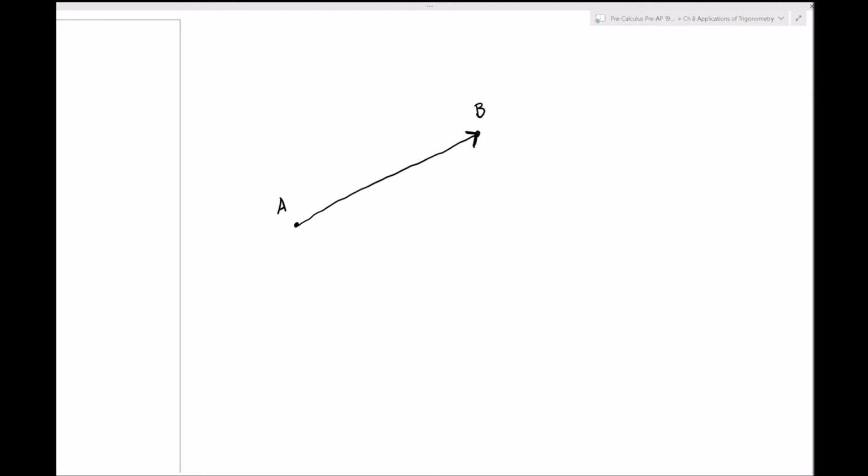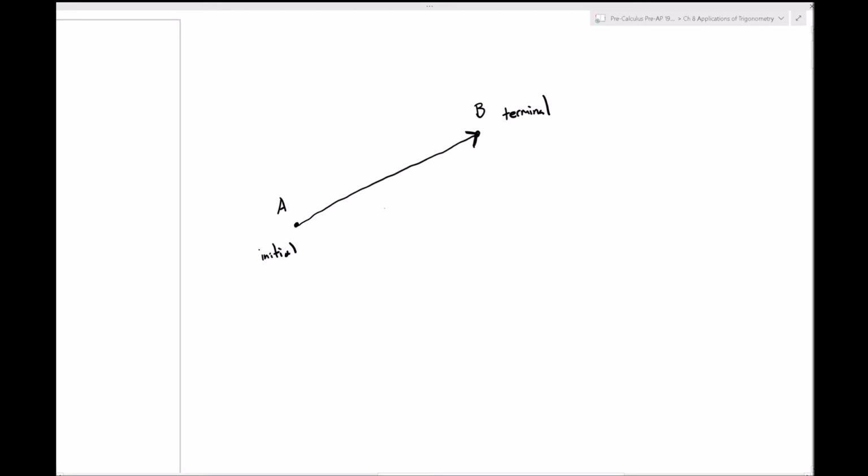We'll take this as a vector quantity. So we have 2 points, A and B. A is what we call the initial point. B is what we call the terminal point. So there's a beginning and an end. It starts at A, it ends at B.